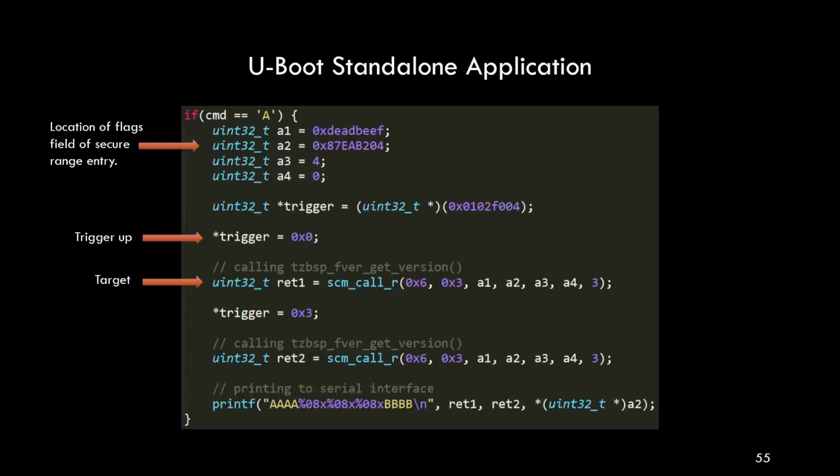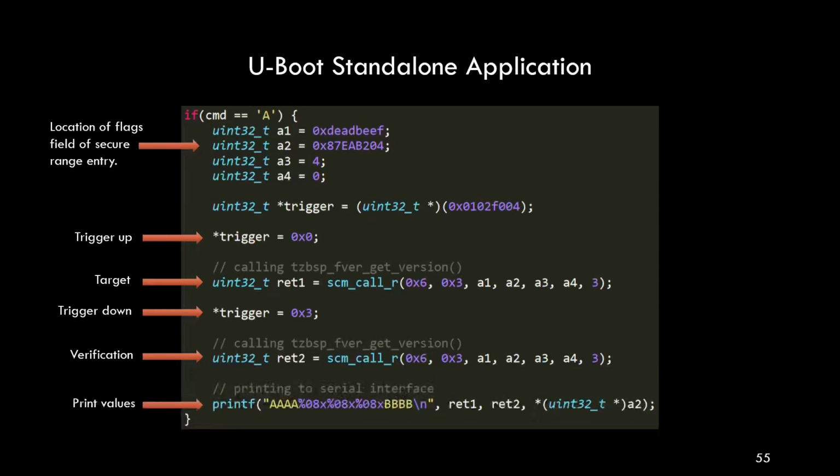Once this SMC call returns to U-boot, we set the trigger low, and that gives us the actual attack window during which we know a little bit of U-boot is executed, QSEE is executed, and U-boot is executed again. Then we call the SMC call again, because if we are successful, we would be able to write to this location, and the error that is returned from this SMC call would be different. So this is an indication, a verifier, that we were successful.